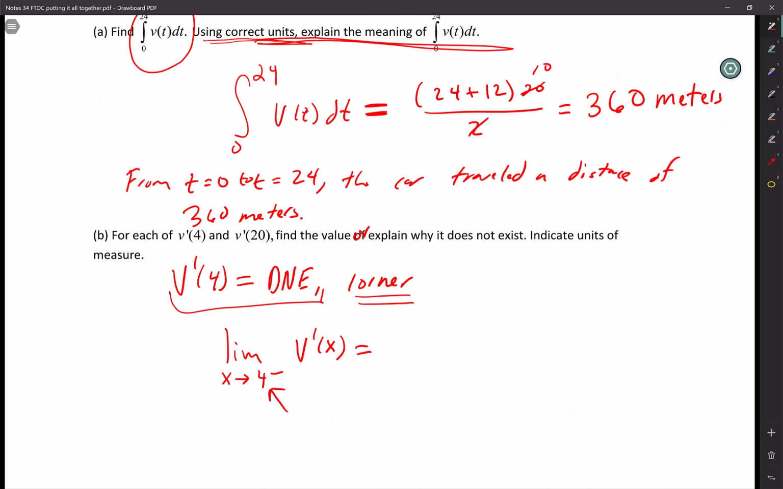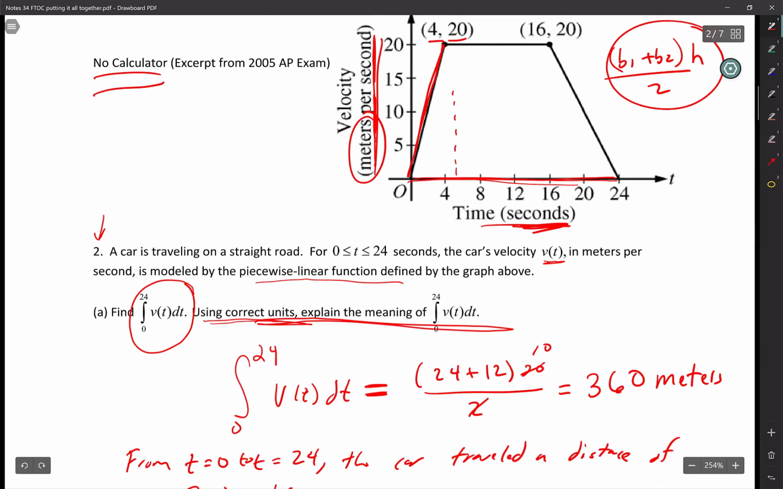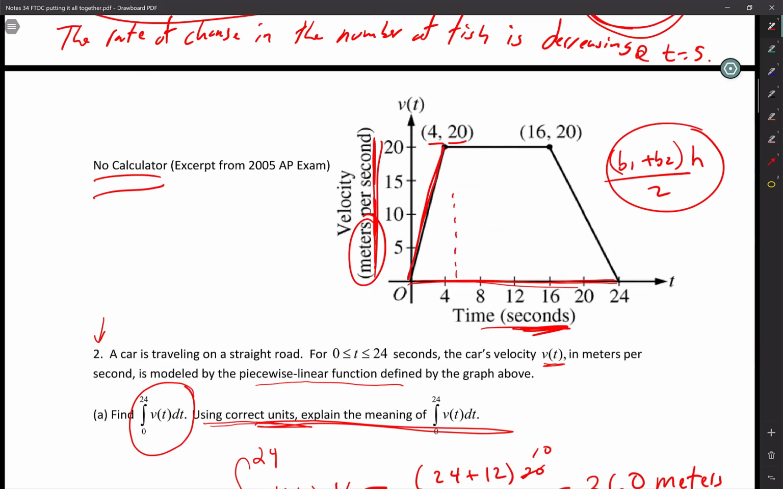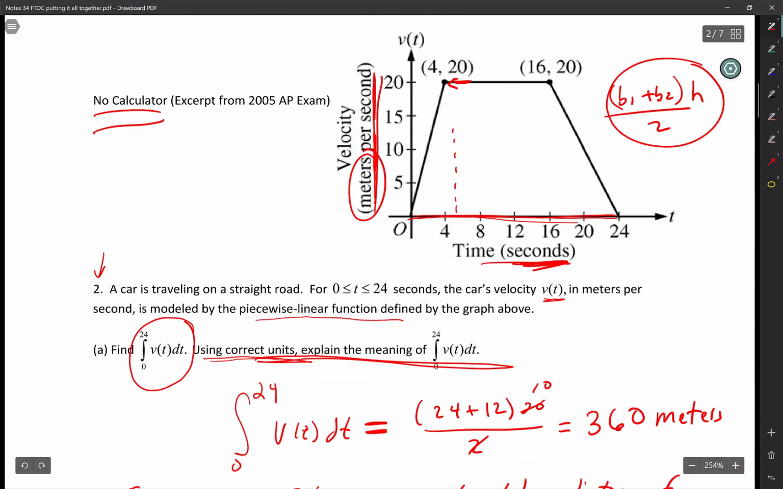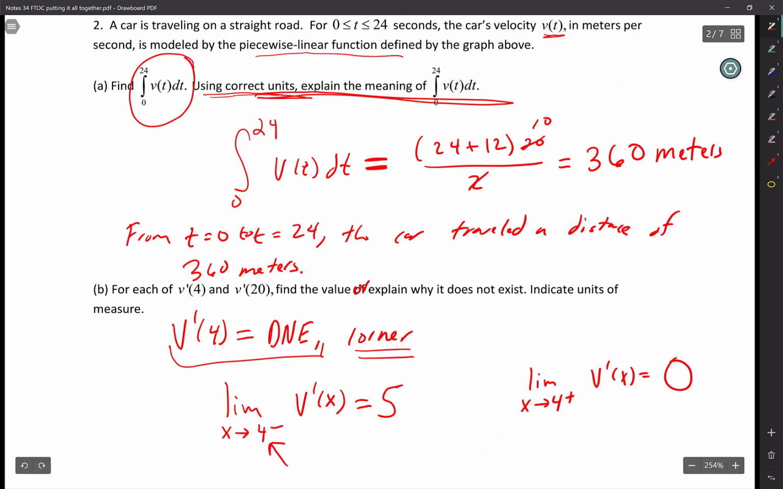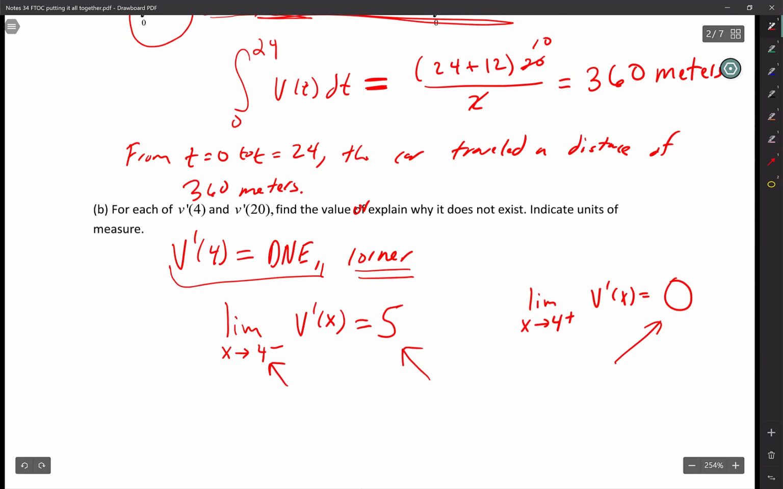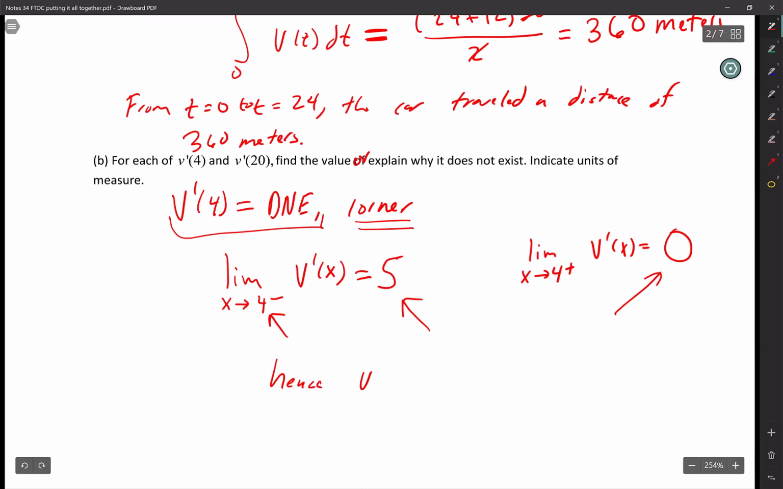Not everyone at the same time. Yeah, 5. And then we're going to go over here to the right-hand side and write limit as x approaches 4 from the right-hand side. Put a little plus symbol of v prime of x equals, if I'm approaching 4 from the right-hand side, look what's happening, guys. If I'm approaching 4 from the right-hand side, what's my slope? 0. Yeah, 0. Good job. Do these match? No. Hence, v prime of 4 does not exist.